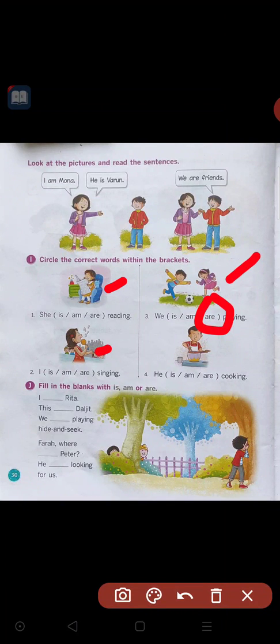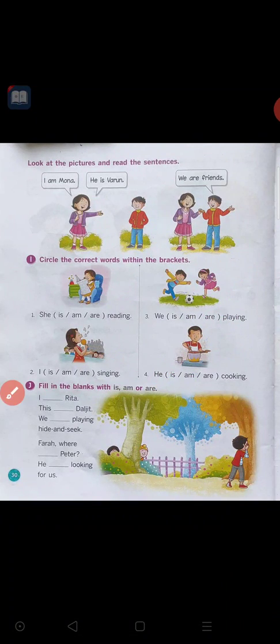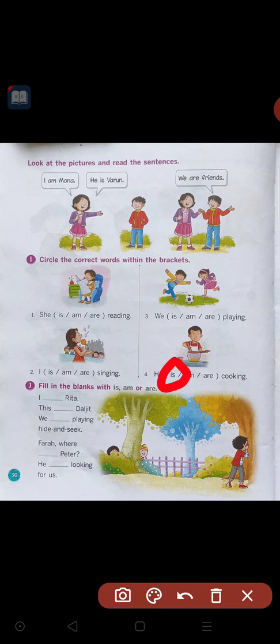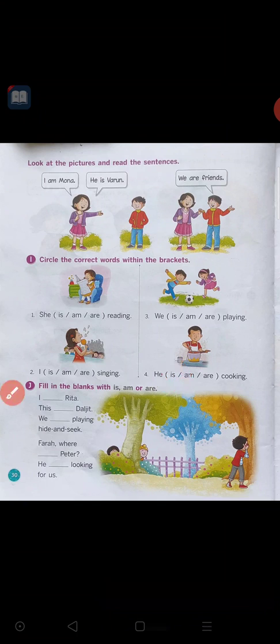Then she is reading. Okay, one girl, she is reading. Two children are here, so are, A-R-E, are. Next, one boy is doing that. He dash cooking. He is cooking, am cooking, are cooking. He is cooking is the correct word. You need to circle. Next, fill in the blanks with is, am, and are.